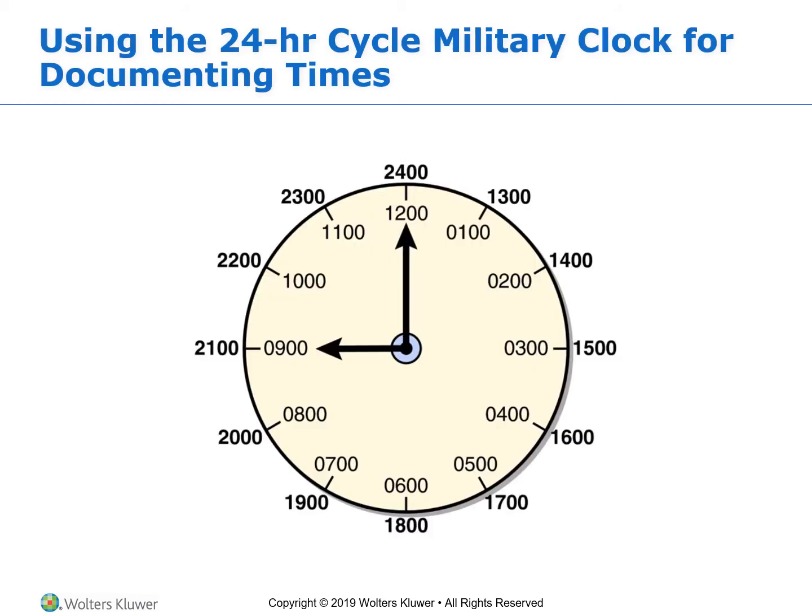So there's your military clock. Remember what I said, if it's 1 p.m. to 11 p.m., you're just going to add 12 hours, okay? When you add 12 hours, that brings you that number. So at 1 p.m., if we added 12 hours, that would give us 1,300 in military time.